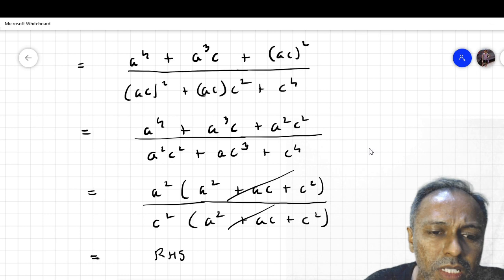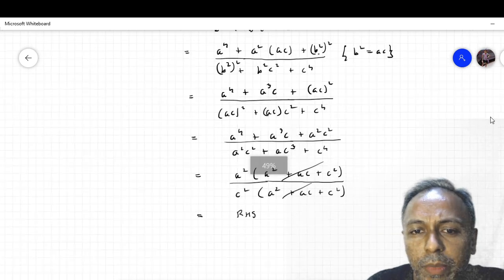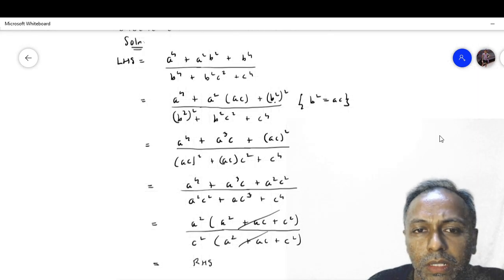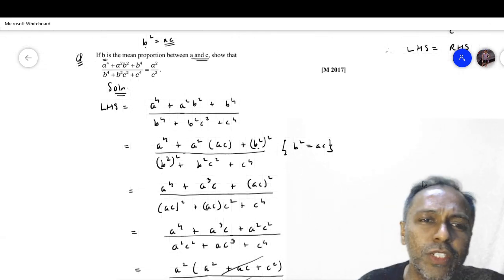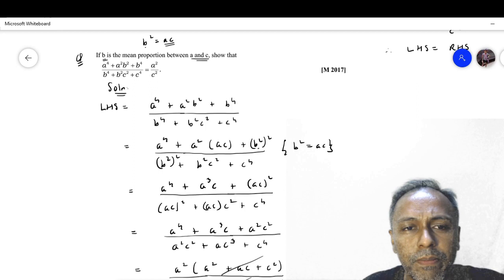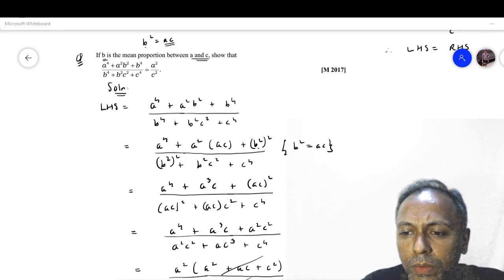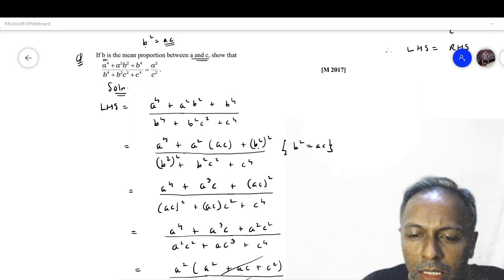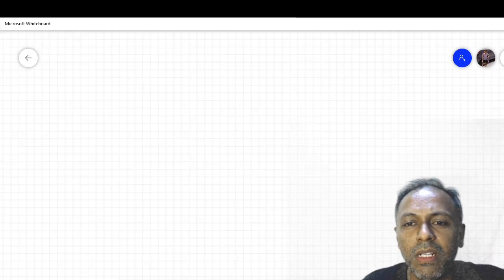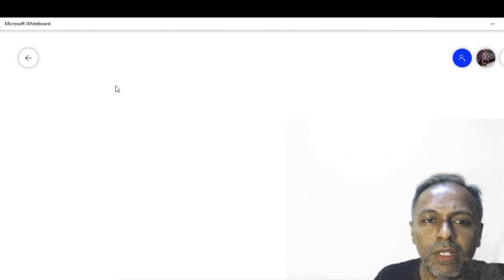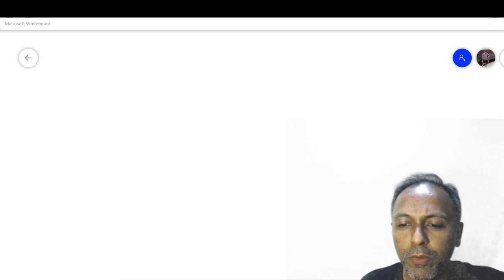So this method is a little shorter than the K method that we did. So this one problem we have solved in two different ways. Whichever you are comfortable with, you can use in the exam. Let's now go further. Let us now learn some properties of proportion. Let's begin with some properties of proportion.